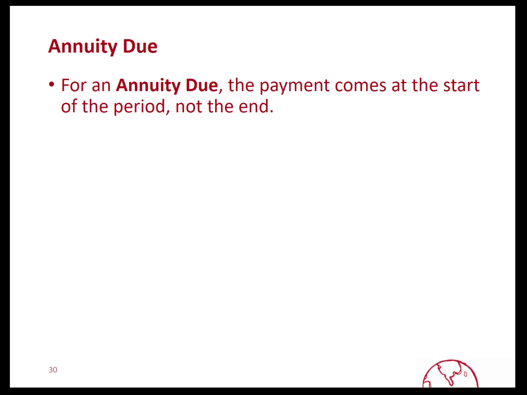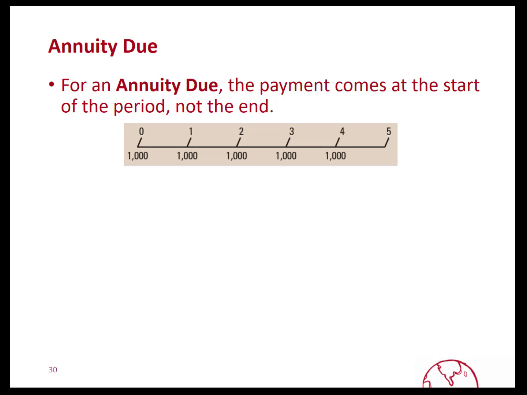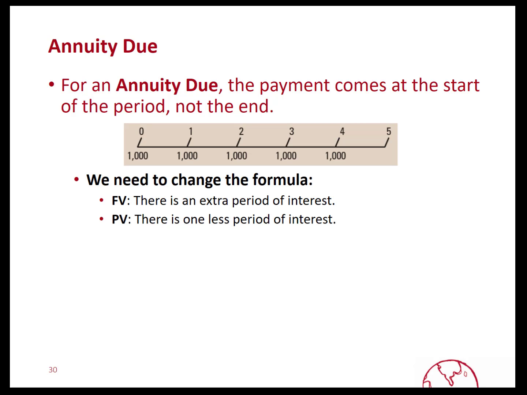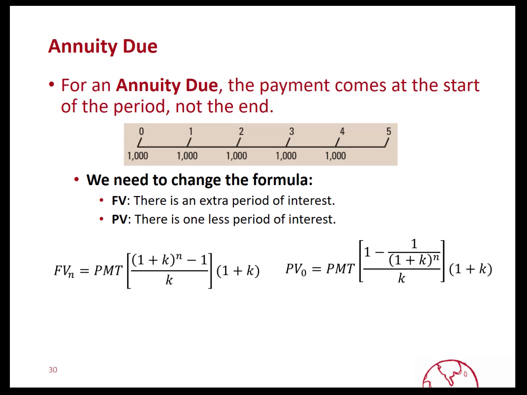Now let's look at an annuity due. Remember, in the annuity due, the payment comes at the start of the period, not the end. So we're going to have to modify those future value and present value formulas. Why? Because there's going to be an extra period of interest when calculating the future value, and there's going to be one less period of interest when calculating the present value. So here is how we modify the future value of an annuity to get an annuity due, and here is how we modify the present value for an annuity due. Do you see the difference?